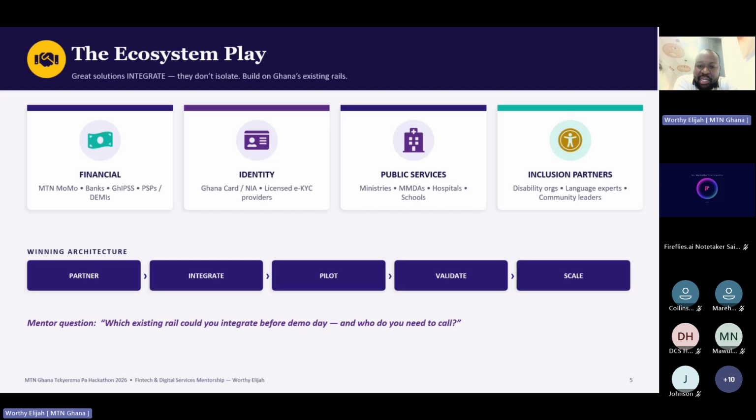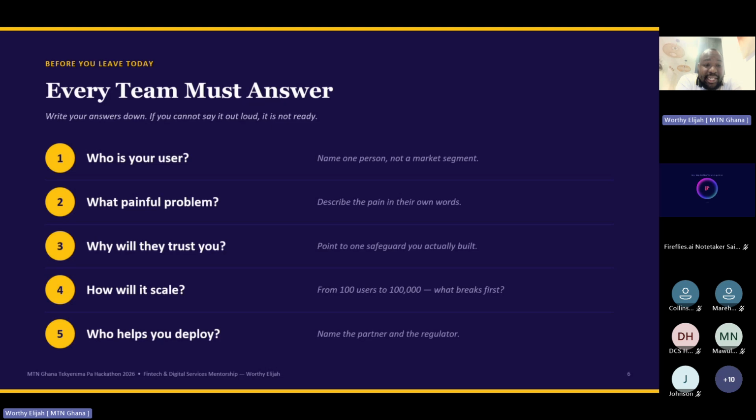The public service, the ministries, the MMDAs, the hospitals, the schools, and you have to leverage other partners. So for the winning architecture, you have to think about partnership, integration, piloting it, validating it, and scaling it. So the question is: which existing role could you integrate before demo day, and who do you need to call? You need to look at that too, so that when it comes to the point of integration, you are not struggling.